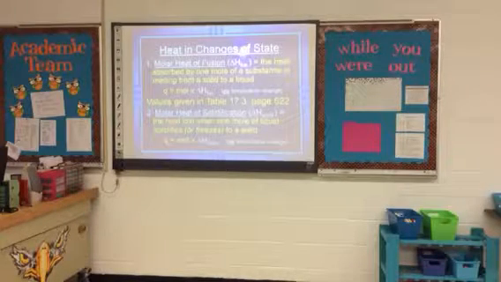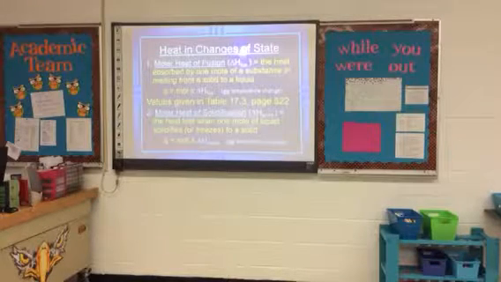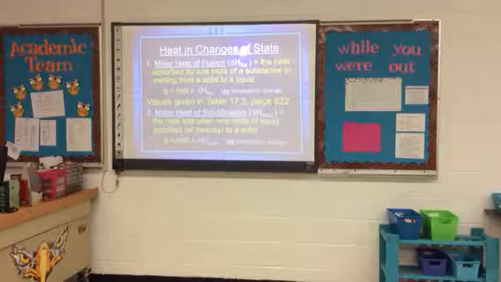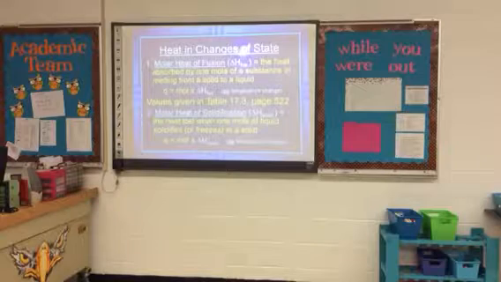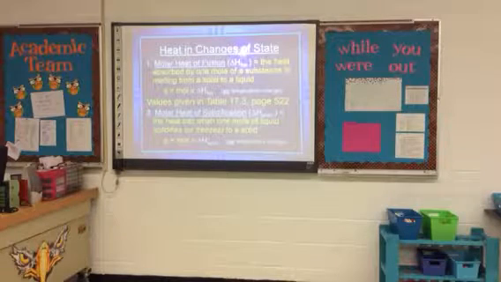So the heat of fusion is heat absorbed, and then your heat of solidification is heat lost. And those two are going to be opposite of each other. Remember your little catchphrase from that lab the other day. The heat absorbed is equal to the heat lost. Okay, so those two go hand in hand. They're like little partners.